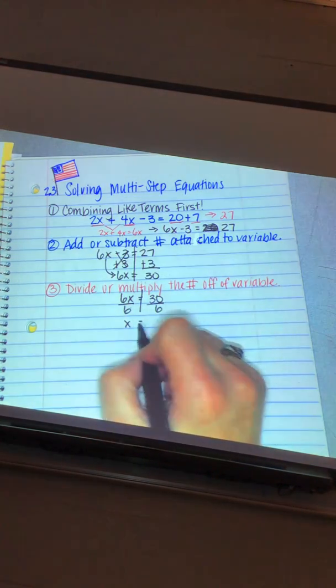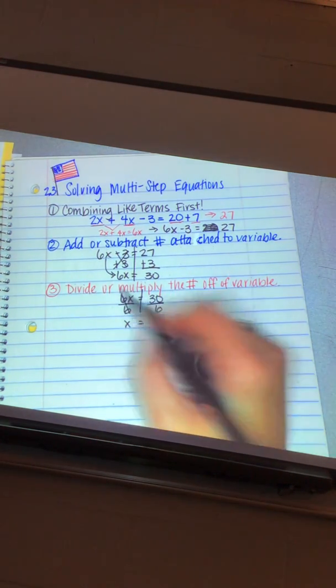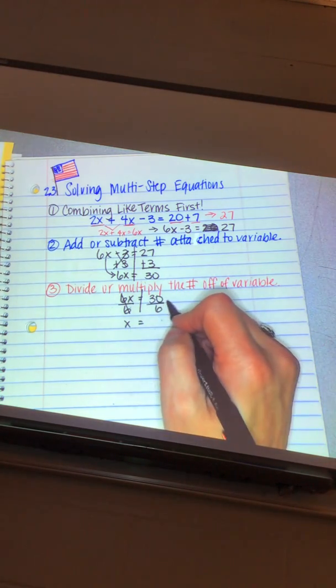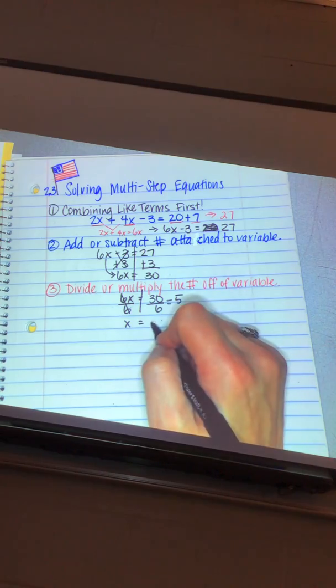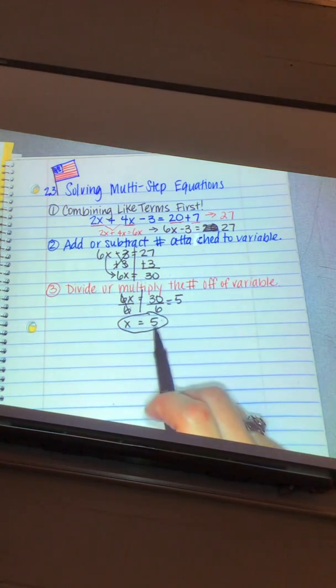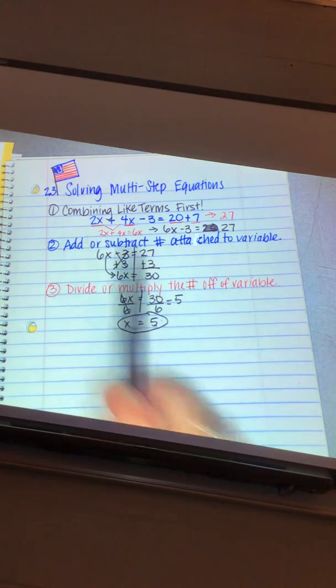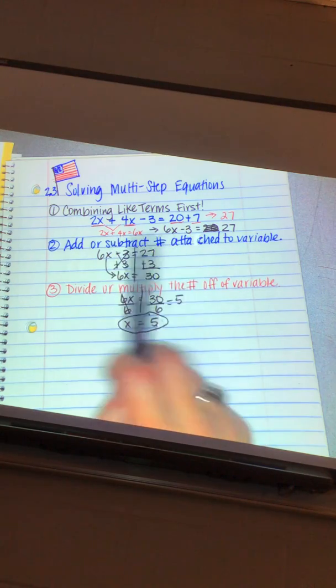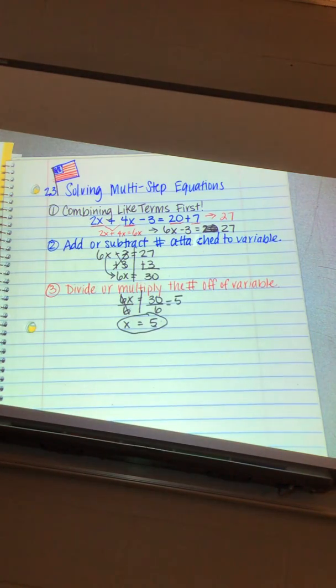And when we do that, this is left with just a 1x, which is what we want. And over here we get 5. 30 divided by 6 is 5. So our answer is 5. We could take this answer, plug it into our original equation up here, and it would check out. All right? So those are the steps for solving multi-step.